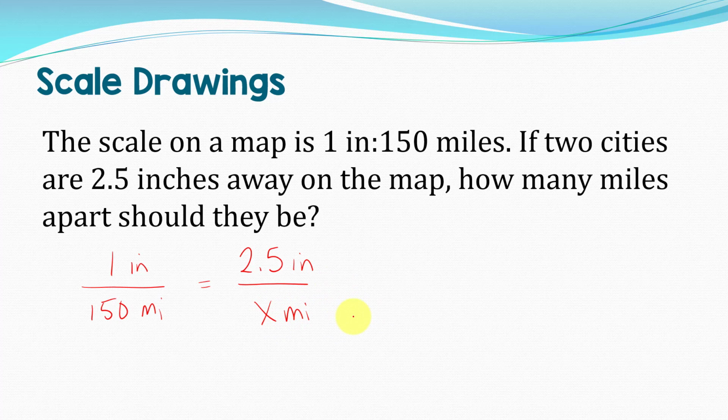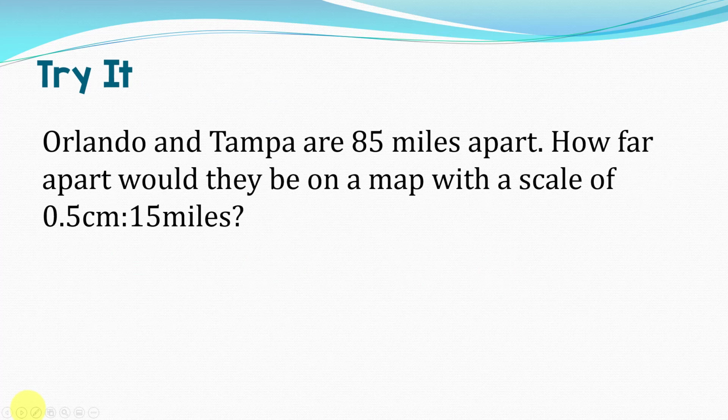Okay, so we're going to say 2.5 times 150, cross multiply, and that is 375 equals 1 times x, so that's just x. So they would be 375 miles apart. Okay, Orlando and Tampa are 85 miles apart.